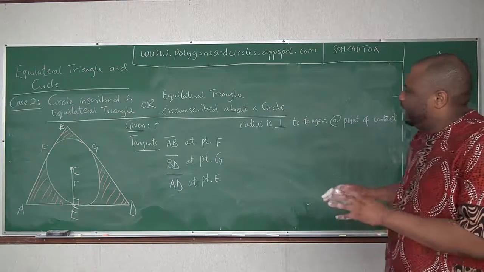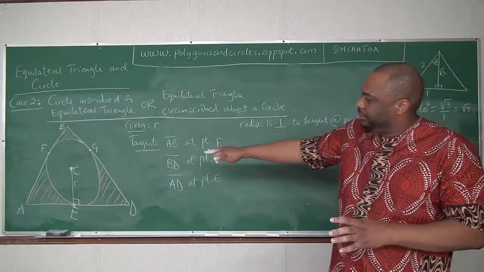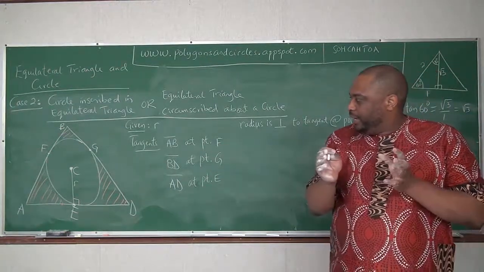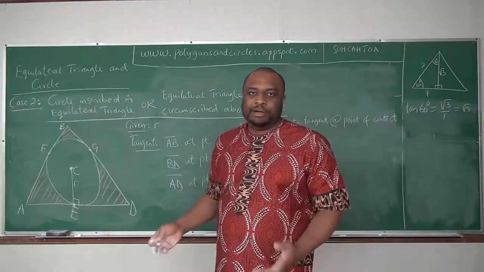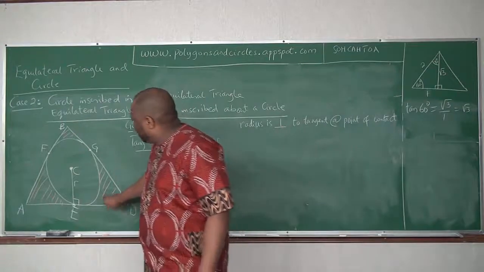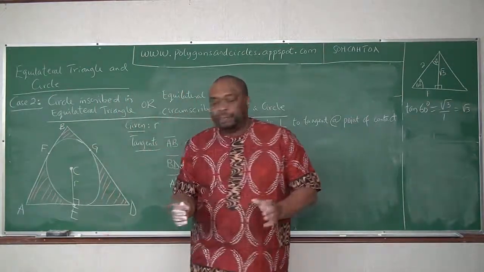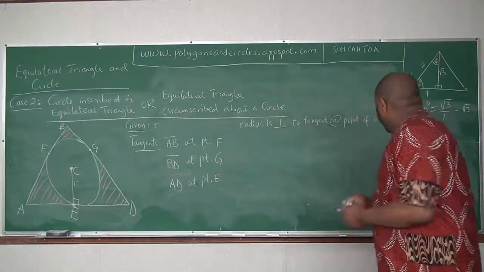Okay. Another thing you see here is, of course, this is an equilateral triangle. This is a regular triangle. So this is 60 degrees, 60 degrees, 60 degrees. Okay? You do have this.